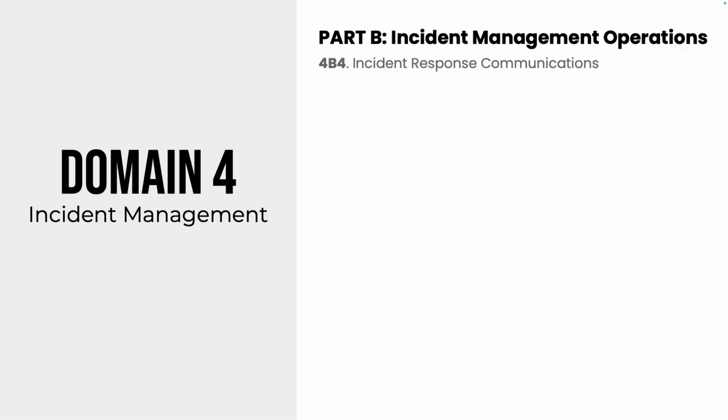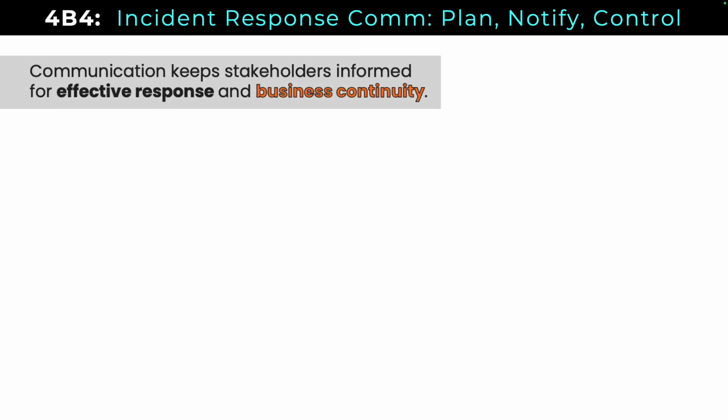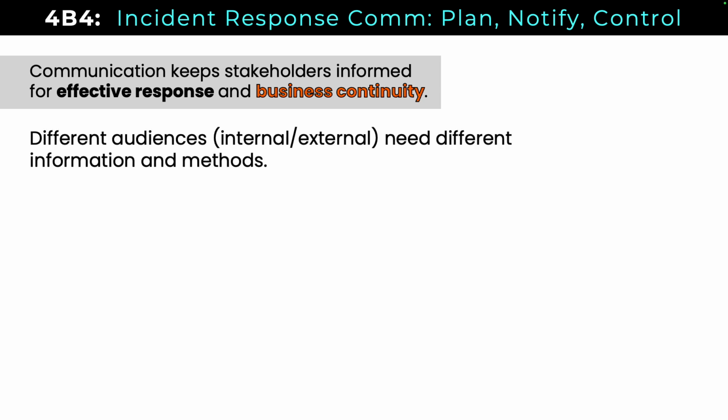It brings us to section 4B4, incident response communication. So we'll talk about notification requirements and some considerations around our communication networks. Incident response communication keeps our stakeholders informed so they can respond effectively. They have the information they need to make decisions, and it ensures business continuity. And we have to remember different audiences, internal, external, technical, business, need different information and different methods of communication.